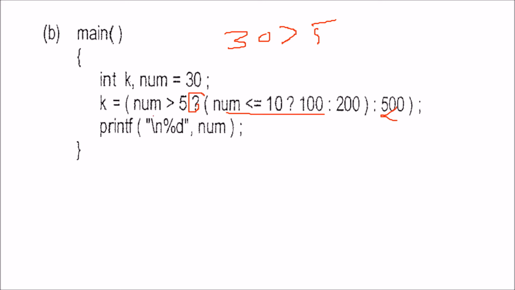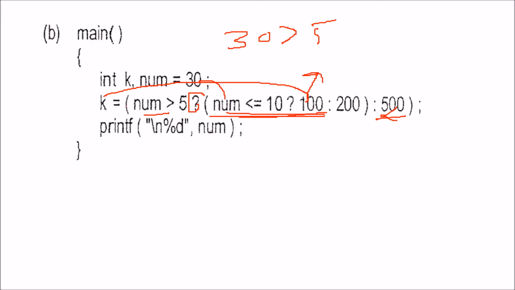This is a question mark. If this condition is true, the left hand side of the colon will be executed. Otherwise, the right side of the colon is to be executed. So we see that num is greater than 5, that is 30 is greater than 5. Then this is true, so we go inside this: num less than or equal to 10. But here it becomes false because 30 is not less than or equal to 10. So 100 has to come.